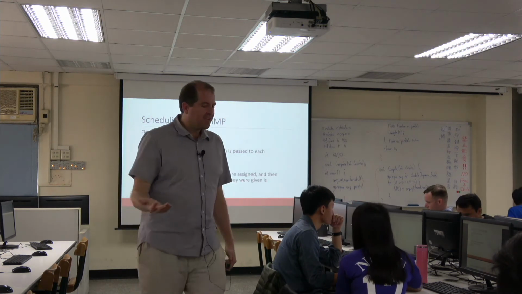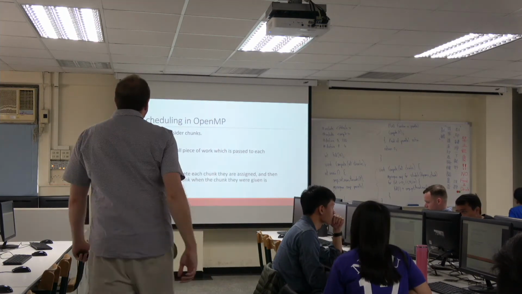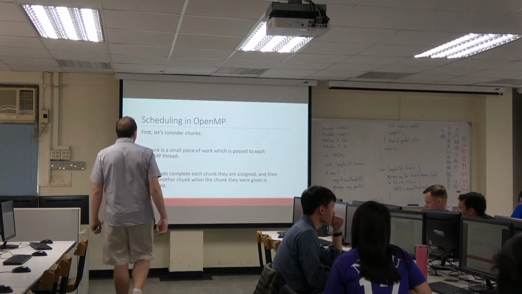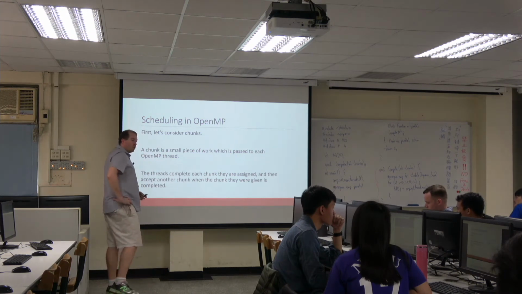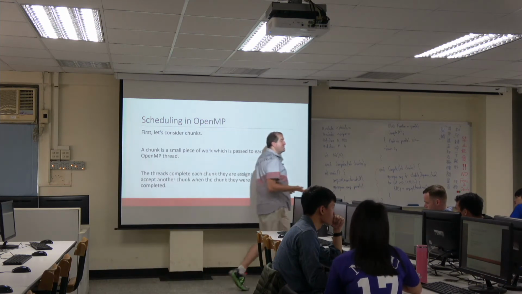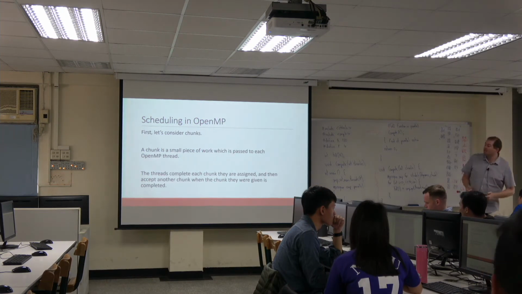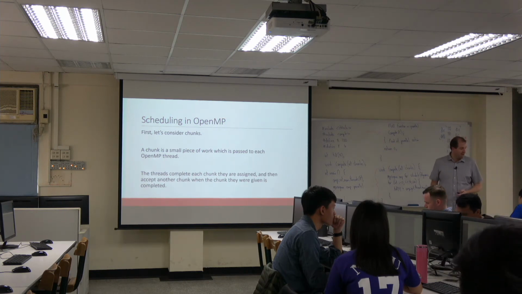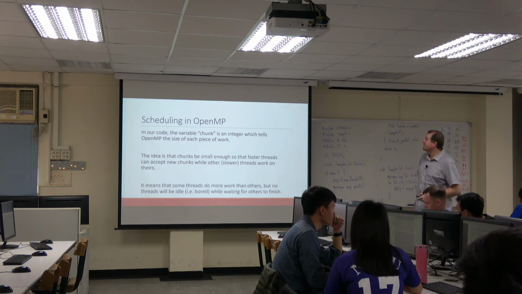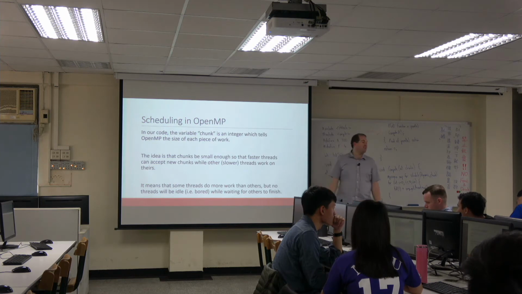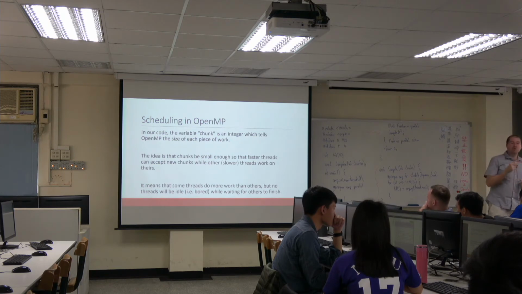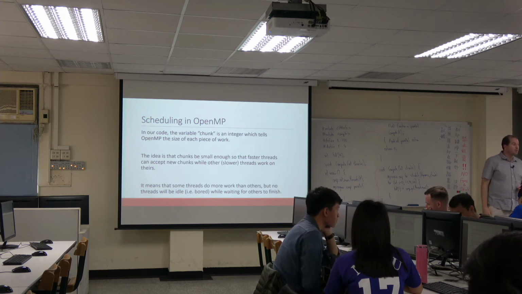Let's talk about chunks. A chunk is a finite piece of work. It is a small piece of work which is passed to each OpenMP thread. When we're talking about for loops, we want to share a for loop. A chunk is an integer. Chunk tells the compiler how many parts of our for loop, how many integer parts each thread has to manage. So in our code, the variable chunk is an integer. It tells each thread how many pieces of work it has to do in each chunk. So if you give chunk equals 2, that means each OpenMP thread will do 2 elements of our for array before going to fetch more work. If chunk is 1, then it will do 1.